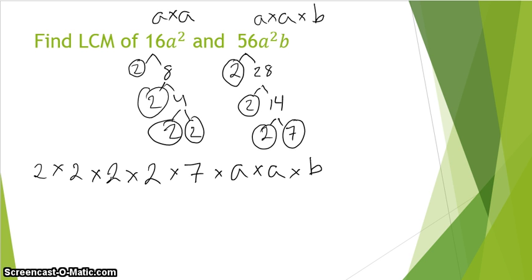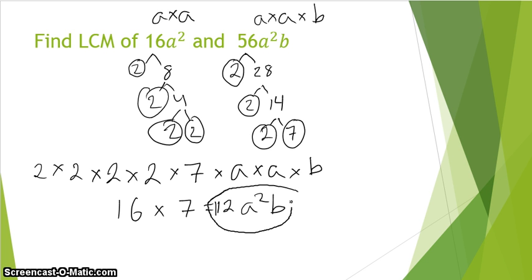So then 2 times 2 times 2 times 2, we know is 16. Then 16 times 7 is going to be 112. So 112, and then a times a is a squared, and then times b, and so 112 a squared b.